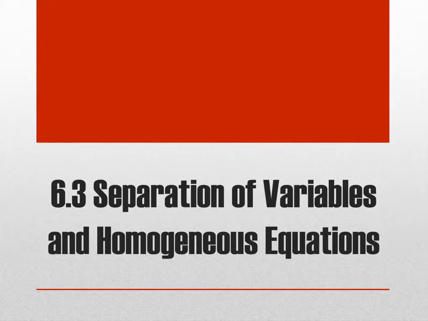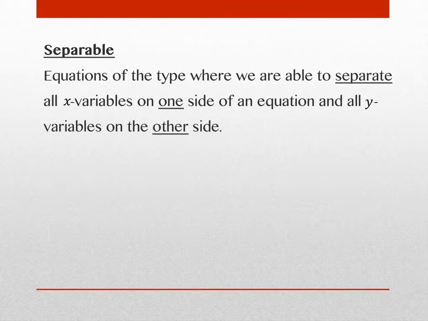Section 6.3 is called Separation of Variables and Homogeneous Equations. So there's basically two different components to this section, and we're going to start with the separation of variables. First of all, what do we mean by separable? Well, a separable equation is an equation of the type where we're actually able to separate all the x variables on one side and all the y variables on the other side.